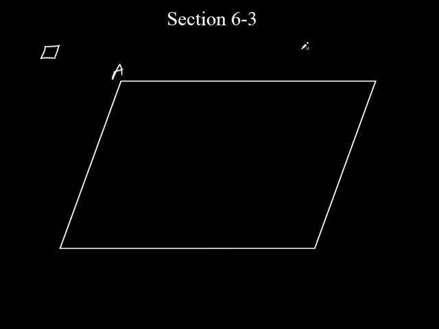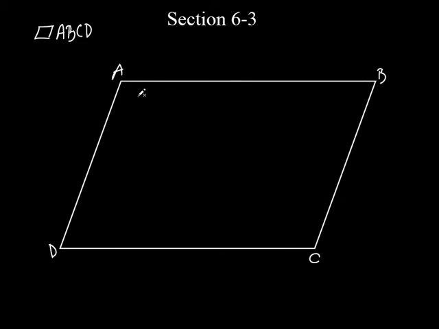If I wanted to name this, I'll call it A, B, C, D. If I wanted to call it by its name, how would I name it? Parallelogram ABCD. That's a good way to name it. Is that the only way? No, not at all. You could go B, C, D, A. You could go C, D, A, B. You could go D, A, B, C. You've got to go around the horn.